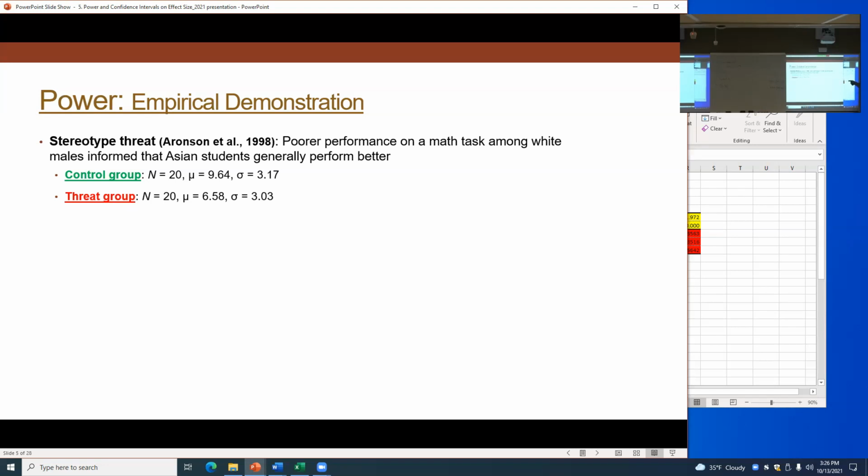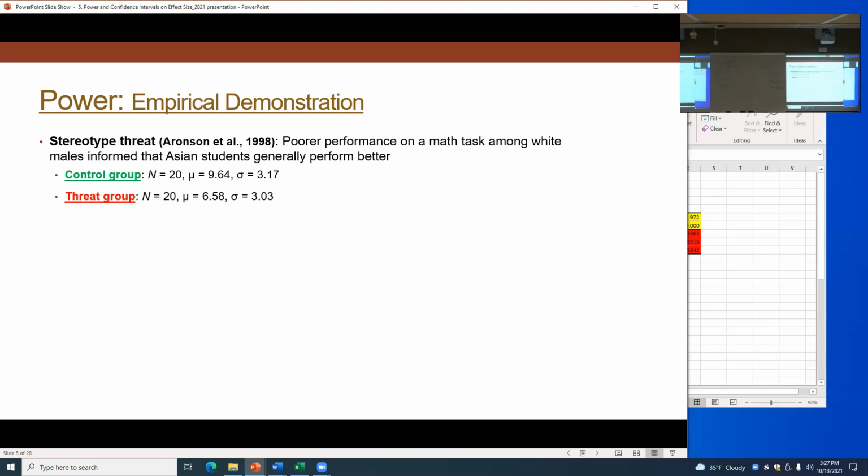Okay, and what we found here, let's say 20 people in our control group and 20 in our threat group: mean of the control group performance 9.64, mean of our threat group lower at 6.58, and then we've got our standard deviations. Okay, so let's say this is one study, and this is the only study we have to base on, right? Elizabeth is going to do her thesis on this, and this is the study she's basing her power analysis on.